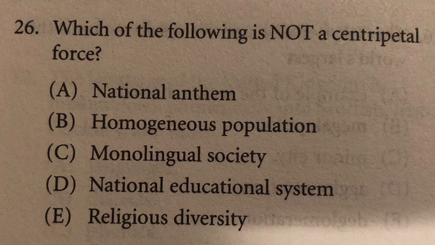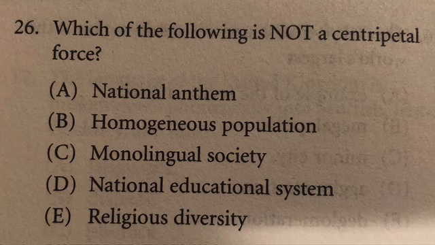Just by looking at the answer choices, which one would probably make the most sense here? Well, I can tell you right now, it's not going to be B or C, homogeneous population or a monolingual society. By definition, a population that is homogeneous, meaning similar characteristics, or monolingual with one language, wouldn't be those ones. A national anthem, I see as a sort of emblem of nationalism, so it wouldn't be that one either. So we're left with D and E. Well, D, a national education system, I think that's something that people of a nation would find pride in, so I don't think it'd be D either.